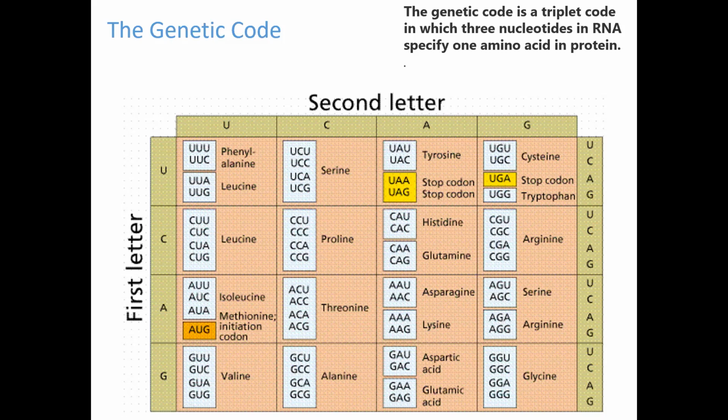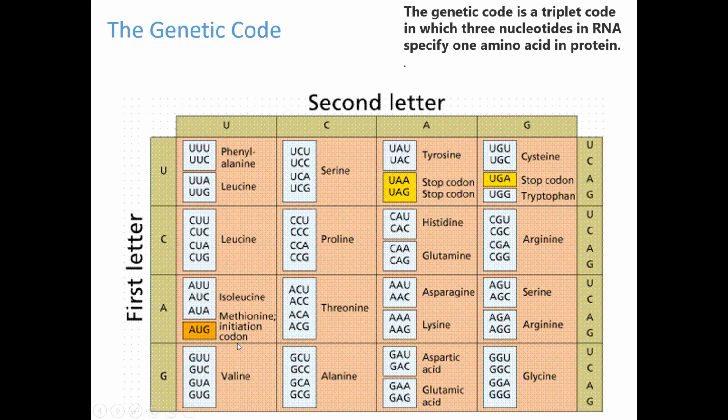GGC. I'm just making these up right now. GGC. The first letter is G. The second letter is G, so it comes down here. And the third letter is C. GGC codes for glycine, but so do GGU, GGA, and GGG. All code for glycine. So we see this redundancy here in that multiple codons can code for the same amino acid.